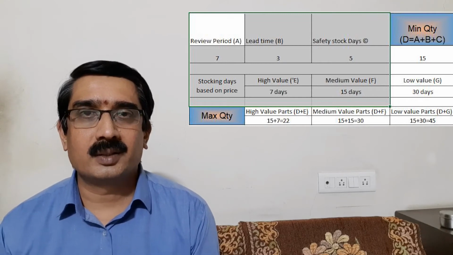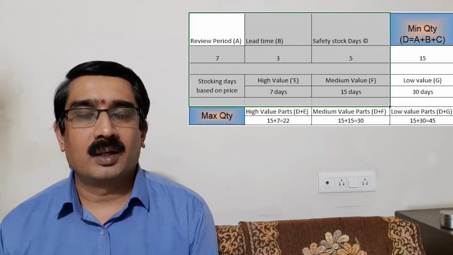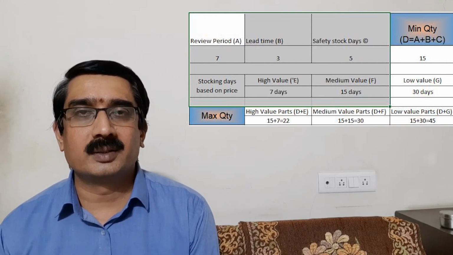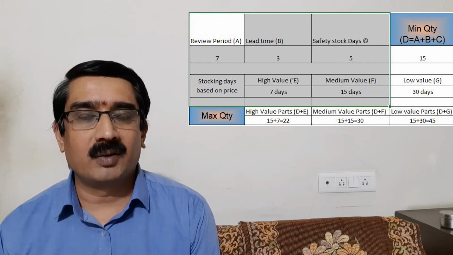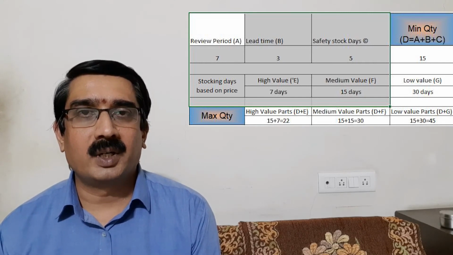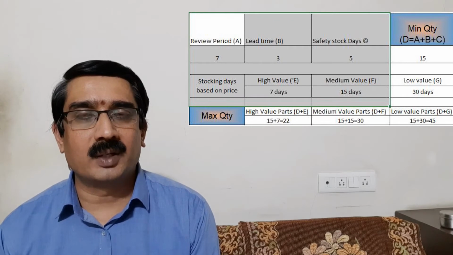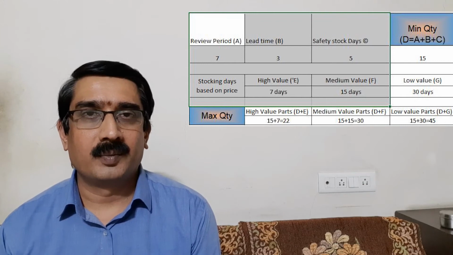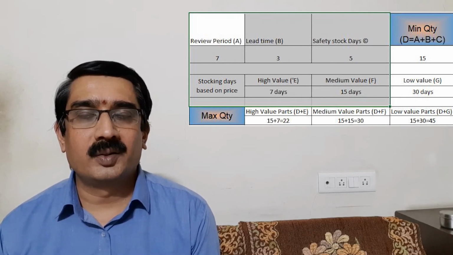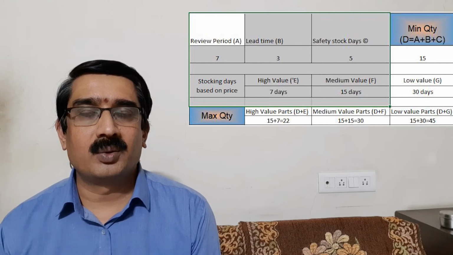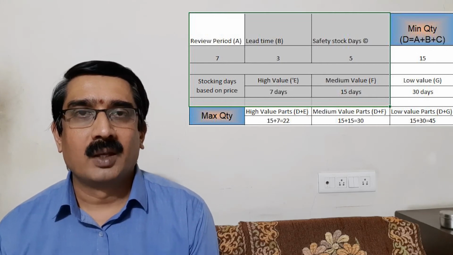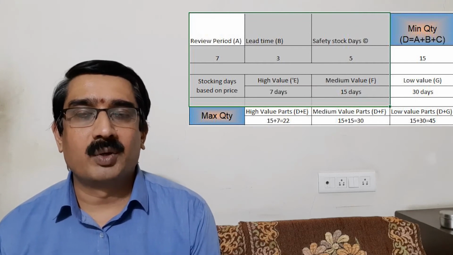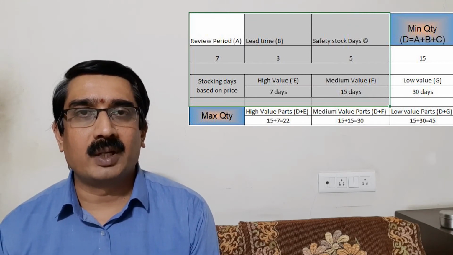These days can vary from dealership to dealership. For explaining the concept, I am considering 7 days for high value item, a review period of 15 days for a medium value item, and a review period of 30 days for low value item. Now we have already considered the minimum quantity required. Now to calculate the maximum quantity, we need to add this. What is the review period of high value item, medium value and low value item?